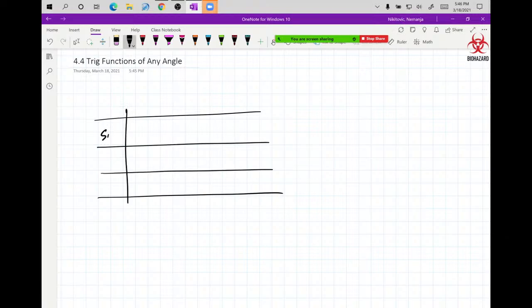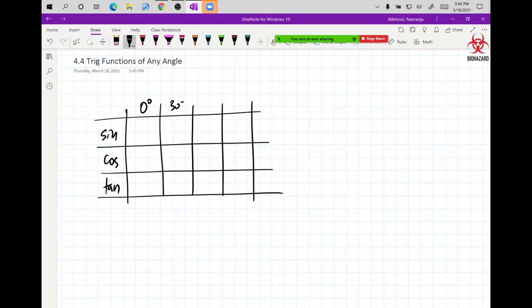And we did it only for sine, cosine, and tangent, because the other ones you can get with 1 divided by sine, 1 divided by cosine, and so on. We had these for a couple of angles: 0 degrees, 30 degrees, 45 degrees, 60 degrees, and finally 90 degrees. Back in 4.2, I did tell you how to find these values very easily, so go back and watch that if you're interested.